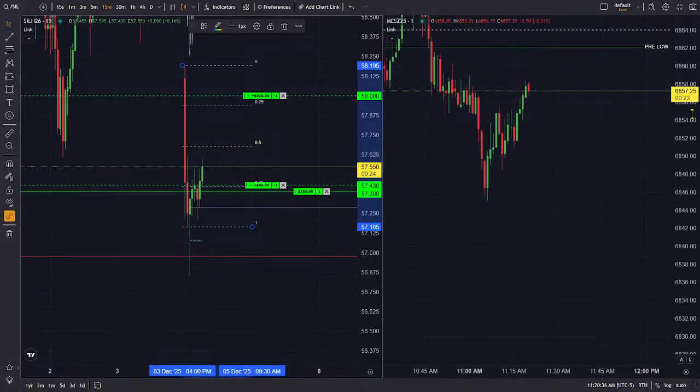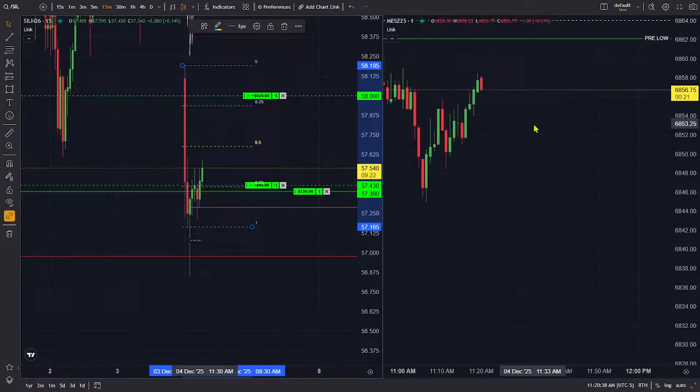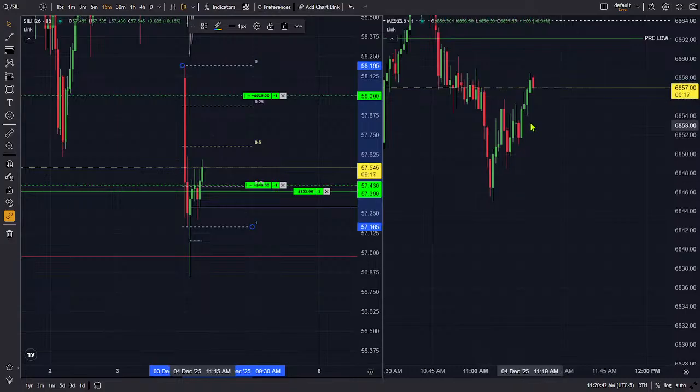So yes, we put up a fair value gap here, made a higher low, wicked into it, pushing higher. That might be a good trade. I just don't want to put any more risk on right now.